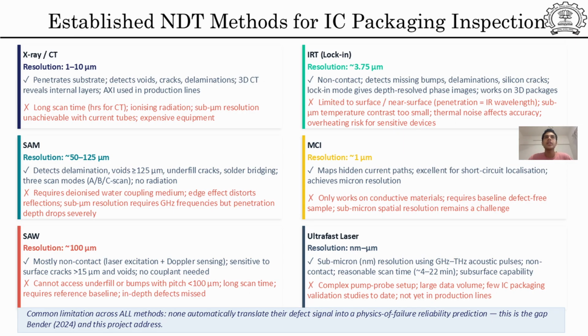MCI maps hidden current paths. It's excellent for short circuit localization and achieves micron resolution, but it only works on conductive materials and requires a defect-free reference sample. Ultra-fast laser. Submicron resolution using gigahertz to terahertz acoustic pulses. It is non-contact and has reasonable scan time, but it is complex to set up and largely unvalidated for production IC packaging. The key sentence is at the bottom of the slide, which sets up everything that follows.